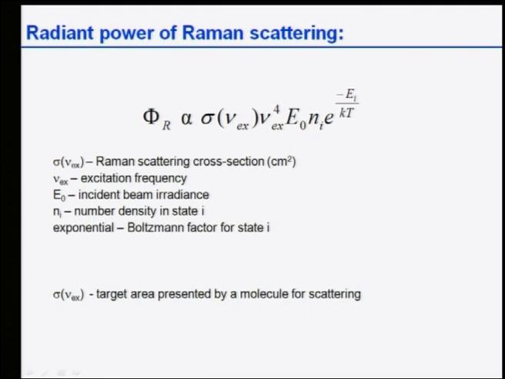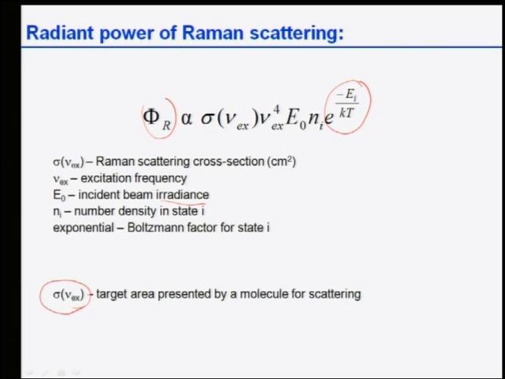Another thing we should know for Raman scattering is the radiant power. The radiant power Φ_R is proportional to σ_νx times ν_x to the power 4 times E_0 times n_i times e to the power minus E_i by kT, where σ_νx is the Raman scattering cross section in centimeter squared, and ν_x is the excitation frequency, the laser beam energy. E_0 is the incident beam irradiance, n_i is the number density of molecules in state i, and E_i is the energy of the state. The exponential term comes from Boltzmann.